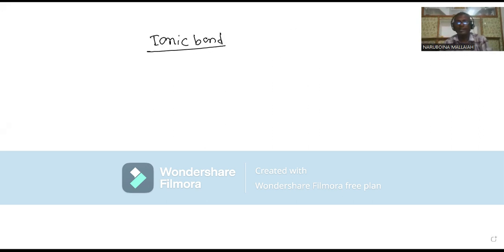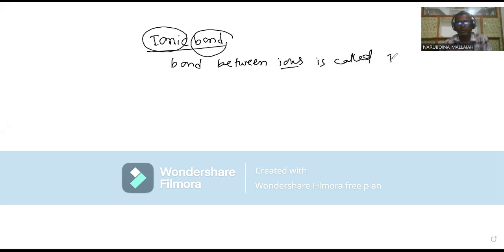Let us discuss ionic bond. Bond means force here. Bond between ions is called ionic bond. Here the ions must be dissimilar, not the same ions. One must be a cation and the other must be an anion. That means between cation and anion, ionic bond is formed.